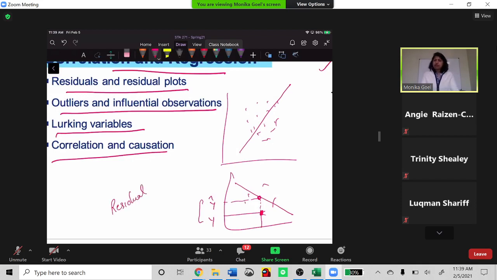So residuals, and again, we can make residual plots using technology, and that can be in either direction, above the line, below the line. So if you are looking for this one, and this is the predicted value. Sometimes the predicted value is more, sometimes it's less, depending upon if the point is below the line or above the line. So residual is the difference between observed value and the predicted value.